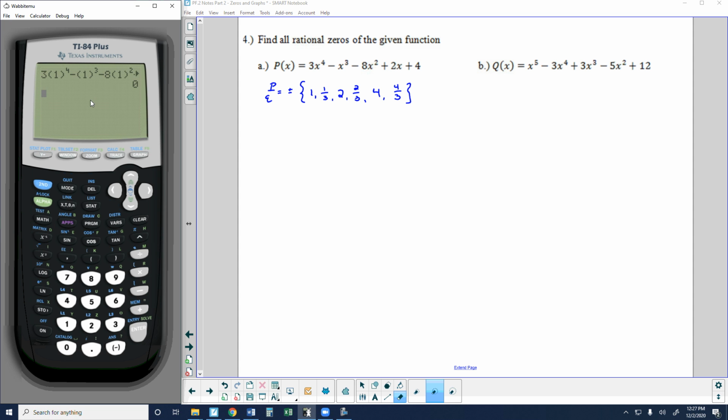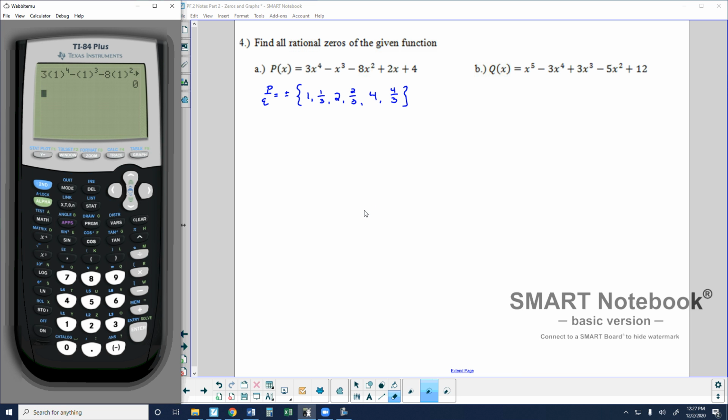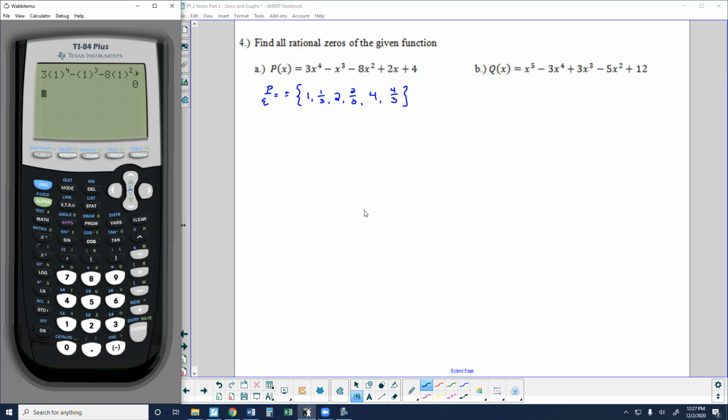Now, from the factor theorem, I also know that x minus 1 is a factor. So what I can do is use this concept. Sorry, my computer just cut out here. Okay, that's better. I can use this concept to actually factor P of x. And then once I have the factors, now I can find all the zeros.